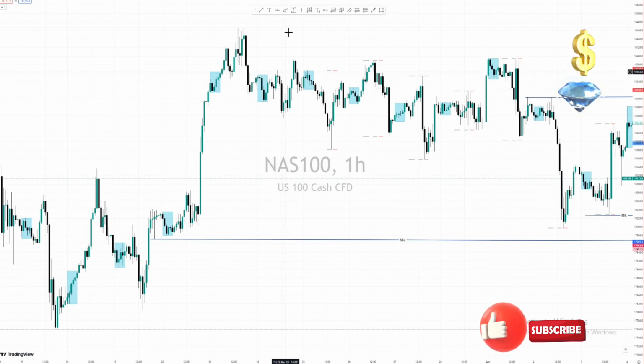Okay, now look at this. Now look at when it's happening on the same time frame. Look at this. This is liquidity resting here.